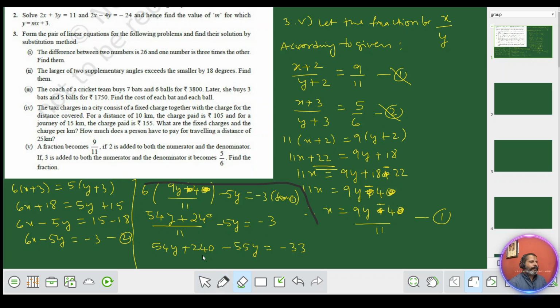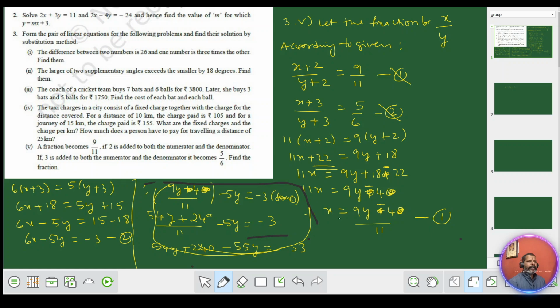This part I'll solve in another page. Let's see. What are the equations we have? I'll take it in next slide. 6x minus 5y equal to minus 3.